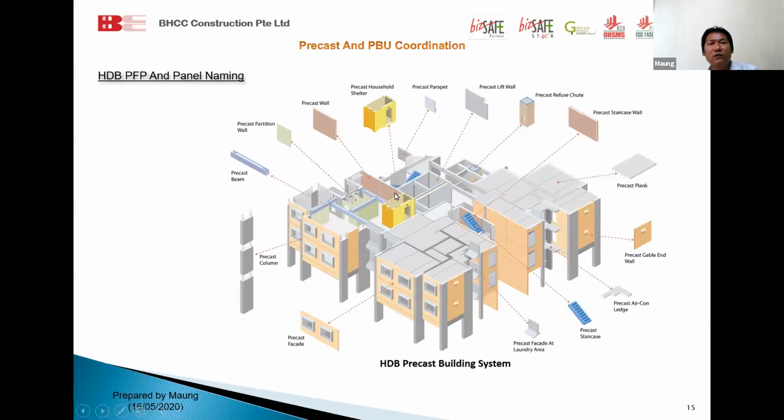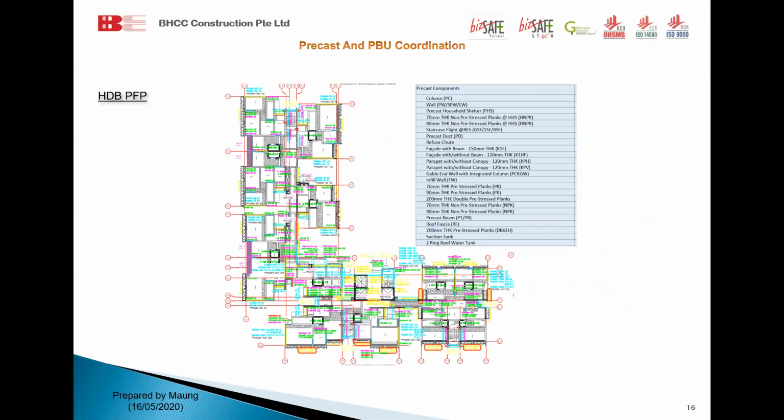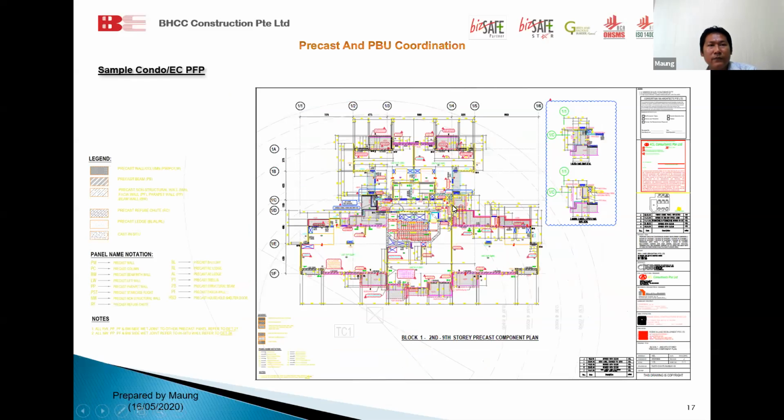For the HDB project, they already have their standard panelization. You just follow their panelization. If you are working on another project, you must prepare your own framing plan. You must do your own panelization. And this is a sample for the HDB project. From there, you know what panels are involved in your project. These are samples from another condominium project for reference. So you need to prepare this kind of PFP drawing.